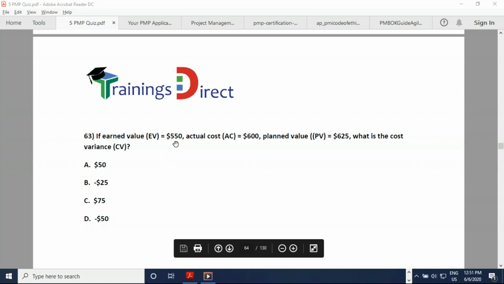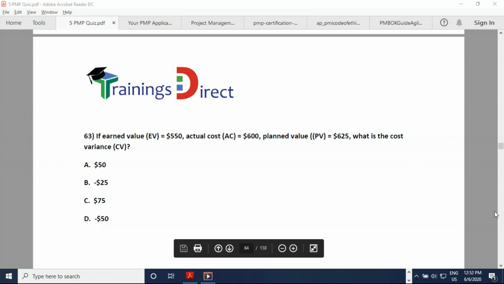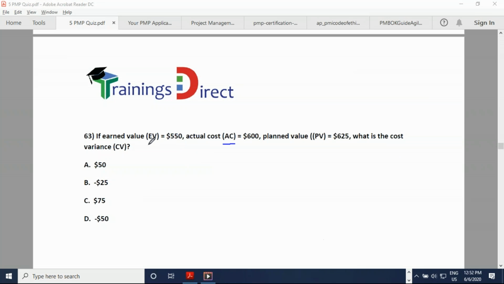If earned value is 550, actual cost is 600, planned value is 625, what is the cost variance? What is the cost variance? It is the actual cost compared with the earned value. Therefore, we need to compare this value with the earned value. In particular, it is EV minus AC. EV comes first, then AC comes afterwards. So 550 minus 600. EV minus AC. This one.